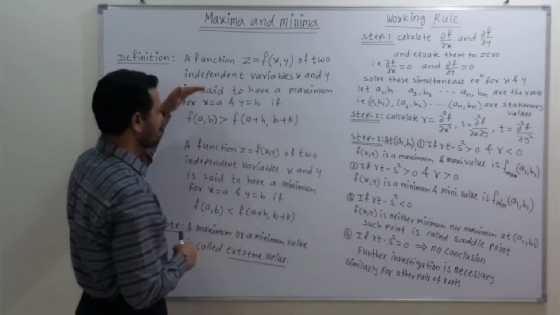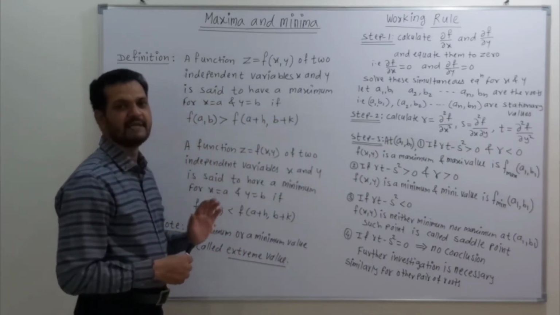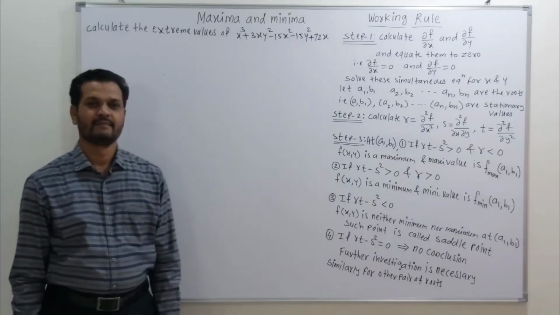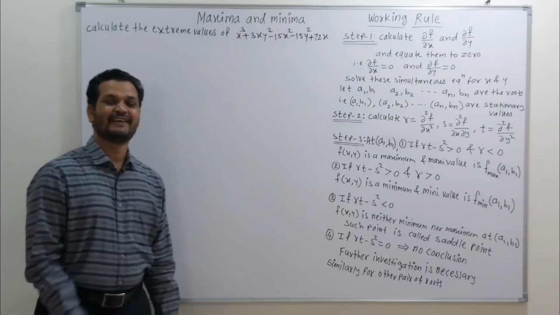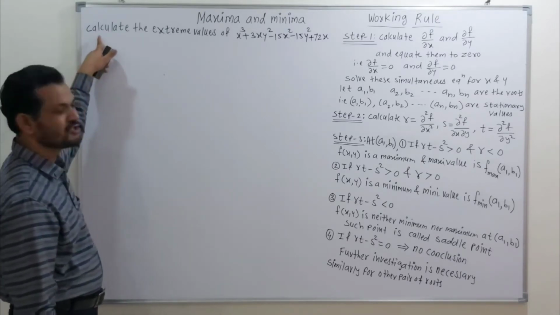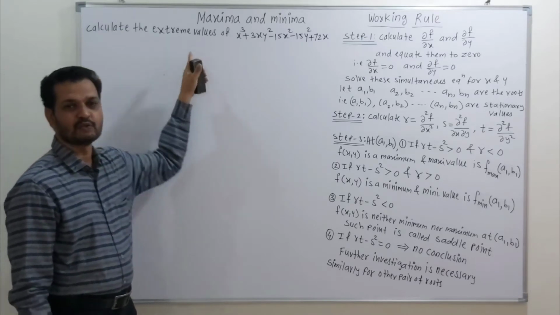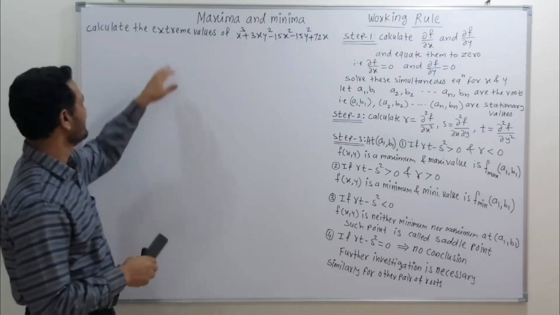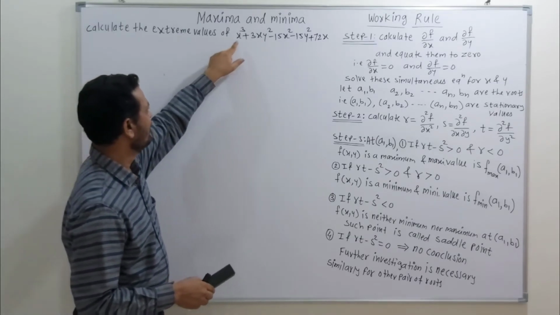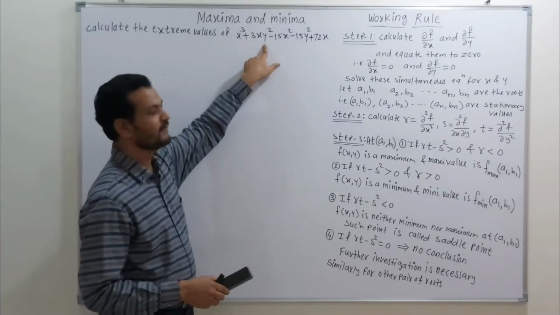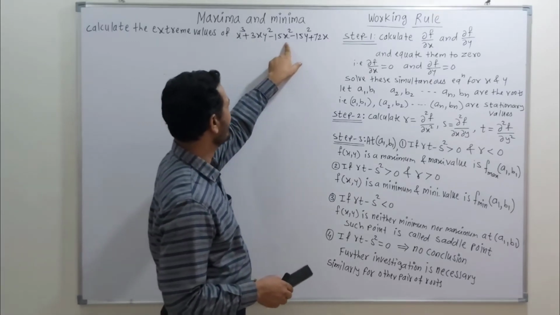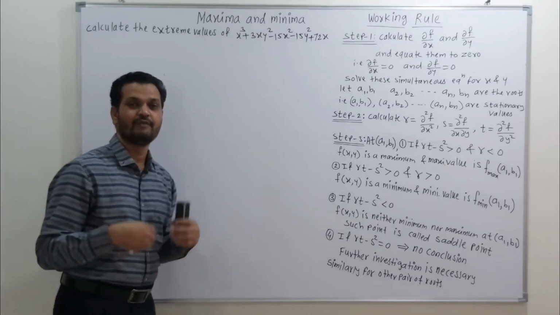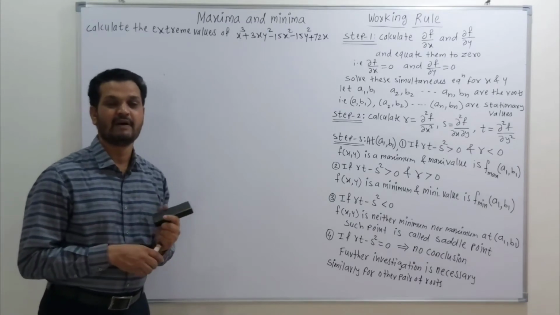Now let's solve the example based on this maximum and minimum of a function of two independent variables. So friends, let's take the first example of this video lecture. The question is: calculate the extreme value. Extreme value means a value which is either maximum or minimum. The function is x cube plus 3xy square minus 15x square minus 15y square plus 72x. So this is the question related to the maxima and minima of a given function.